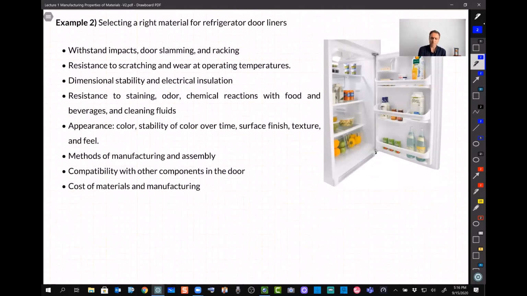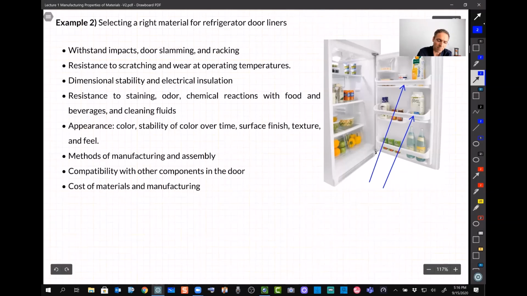Let's go to example 2. What material should we pick for refrigerator door liners? By liners, I mean this area where you put the small items. And this is not my fridge. I don't have that much healthy stuff. Mine is filled with other things.